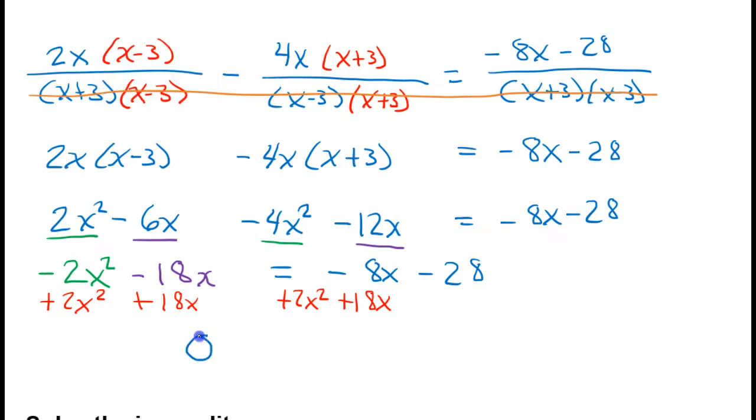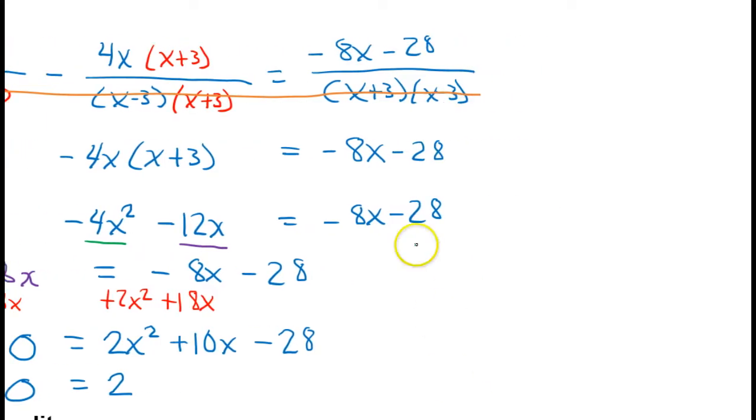So now over here I have 0 equals. The 2x squared has nothing to combine with, so it's just going to be 2x squared. Negative 8x and 18x is 10x, and then minus 28. Now this is probably factorable, but you know what? Let's start by factoring out the common factor of 2.